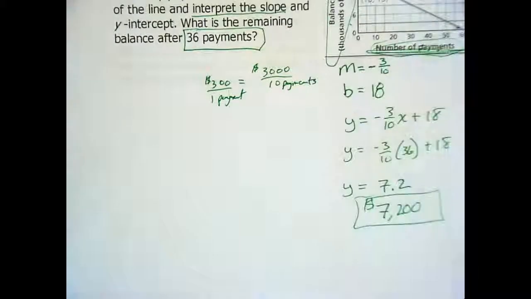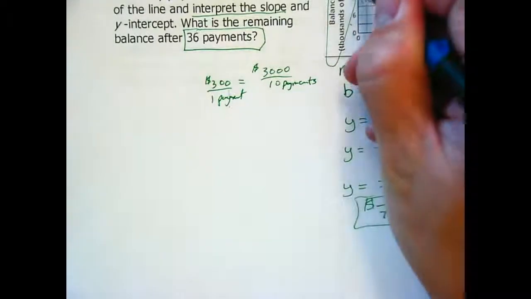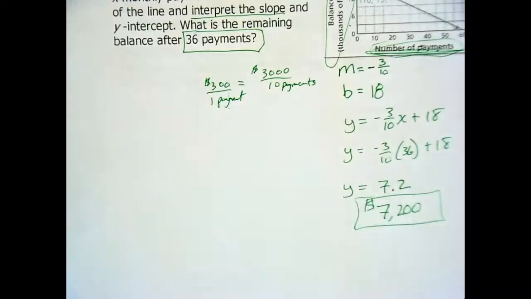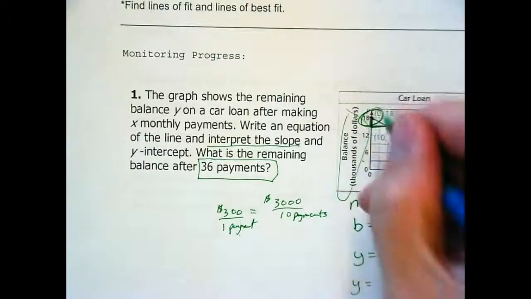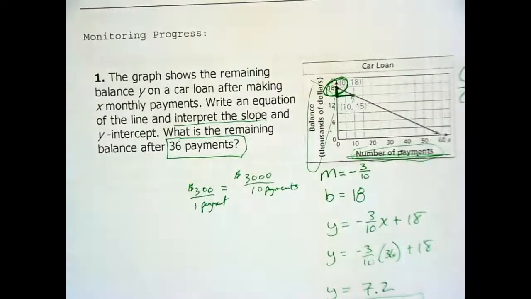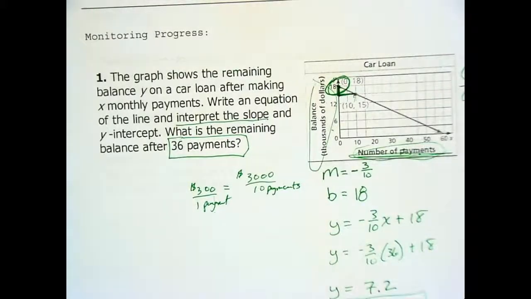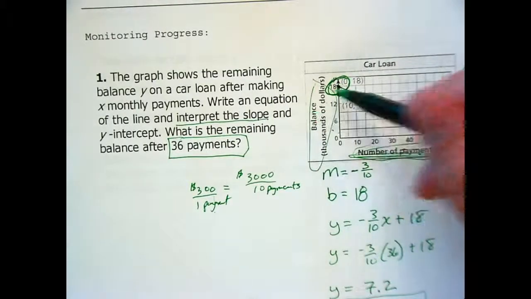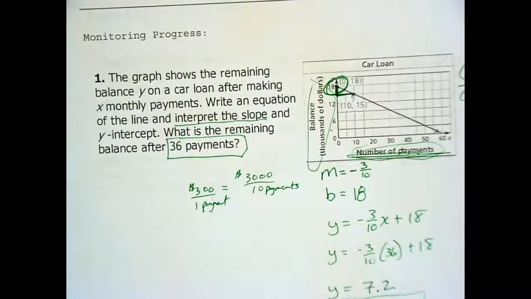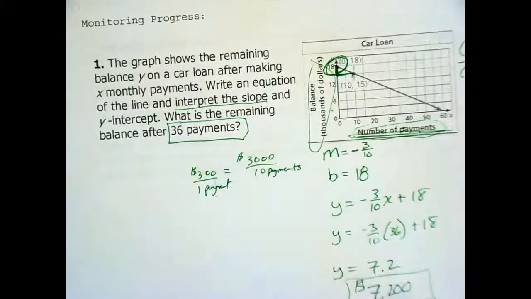Okay, what's the y-intercept telling me? Hey, volunteer, y-intercept. Yeah, Chase. The number of payments that you have to pay out, like how many times you're gonna have to pay it. Not quite. Y-intercept, right? How much your original cost of your car was? In this case, $18,000. Okay. Hey, any questions?